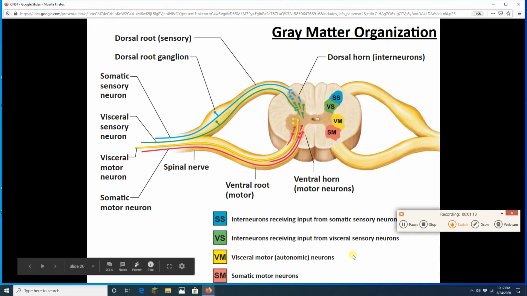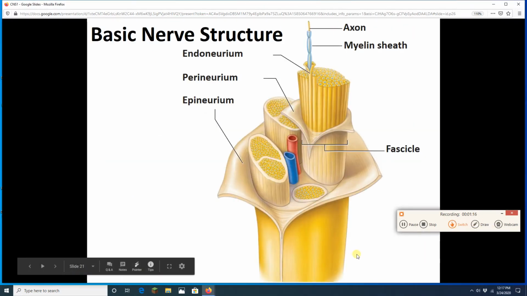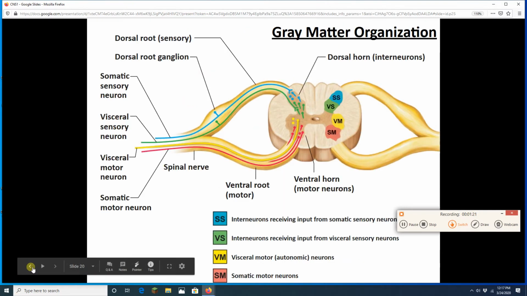Let's keep on going. As we just saw, let me actually go back for a second. As we just saw, we got neurons going in and neurons going out. And we actually fuse them into this big bundle. This big bundle is called a spinal nerve. And since we have spinal nerves taking information in and out of the cord, we need to look at the anatomy of a nerve. So let's do that.